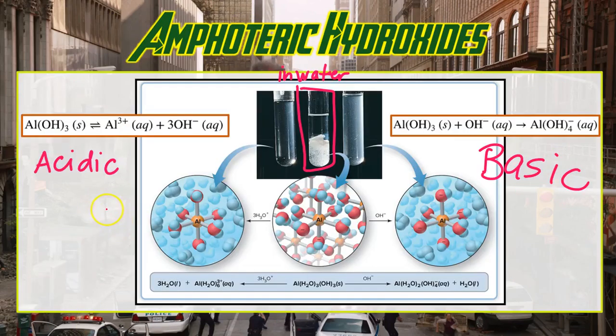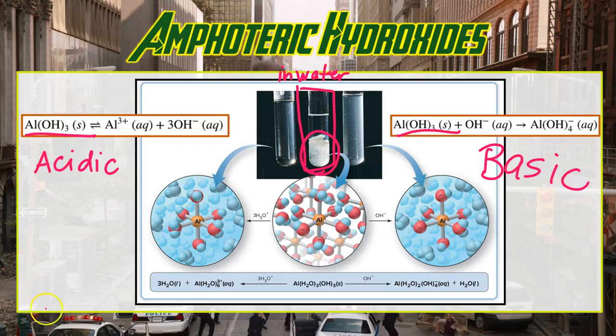You can also have complex ions of amphoteric hydroxides. So amphoteric because it acts as an acid or a base, and hydroxide because it contains OH. Many metals that create amphoteric hydroxides, like aluminum hydroxide, are only slightly soluble in water. So as we see here, we have aluminum hydroxide. In water, you see a lot of the precipitate that's going to form.